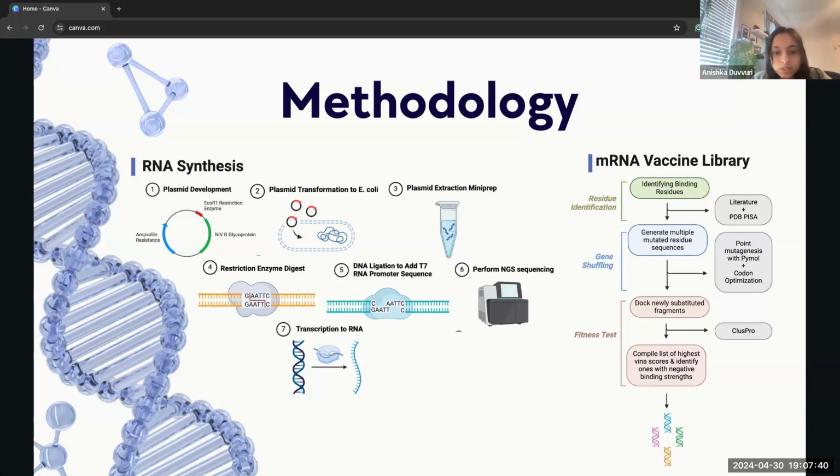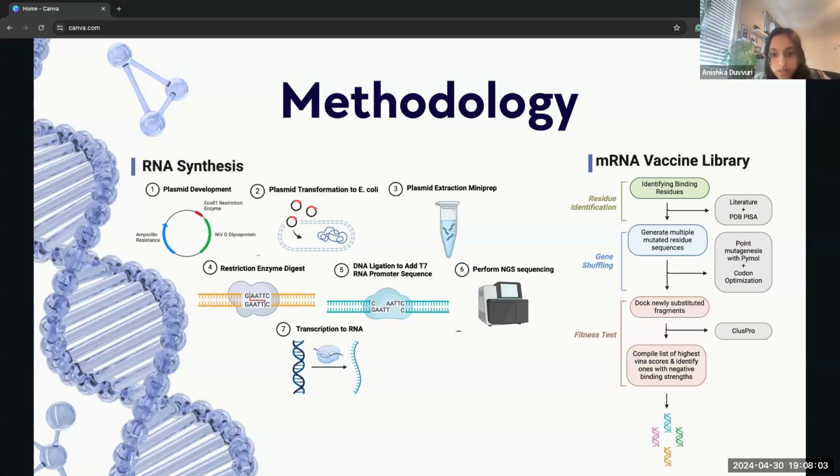Then we generated multiple mutated residue sequences, and we conducted point mutagenesis on PyMol, and we substituted these fragments into our proteins and ran them on a docking server, ClusPro. Then we compiled a list of sequences that yielded the largest negative Gibbs free energy values.